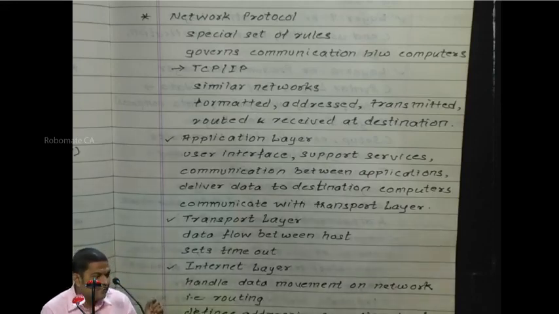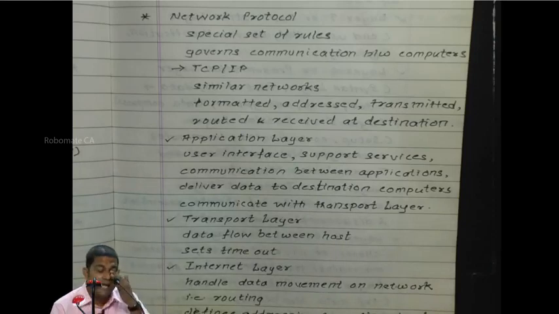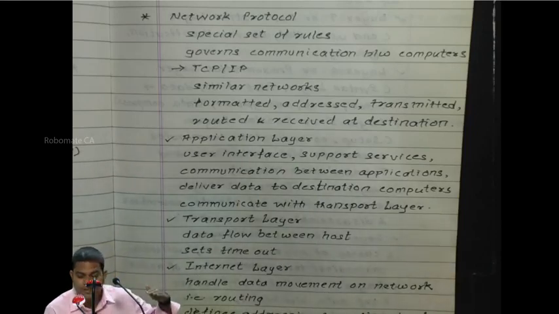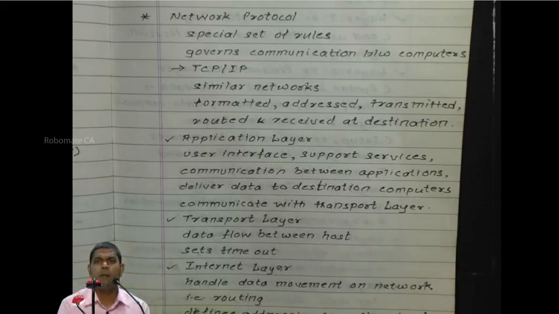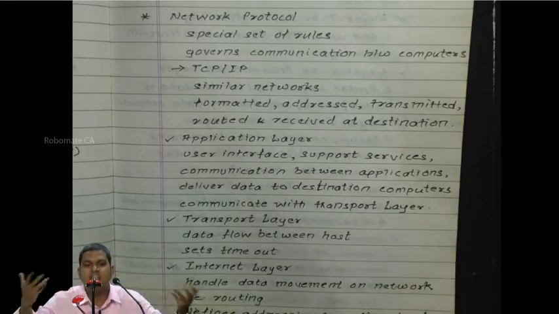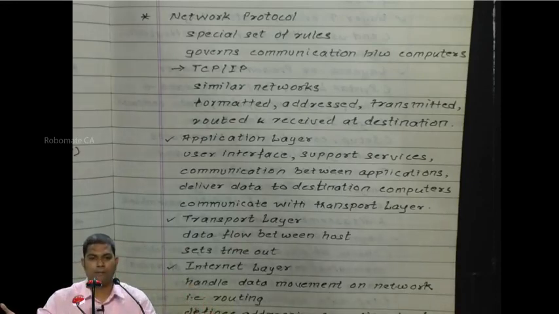See, the name itself is suggesting something. An application is that particular part of software which is used by the end user. So don't you think this application layer is nearer to the user? Right or wrong? This application layer finalizes the user interface. User interface is nothing but how the user will see the data of a computer.